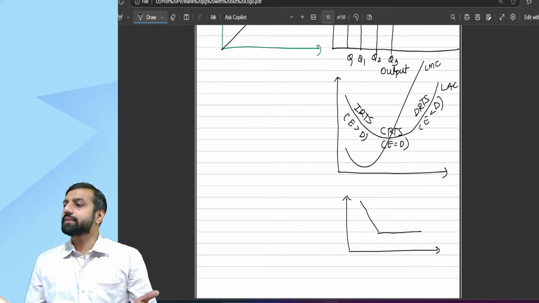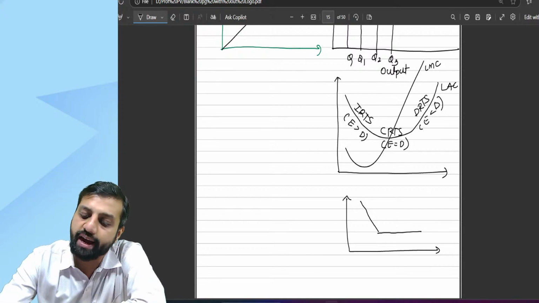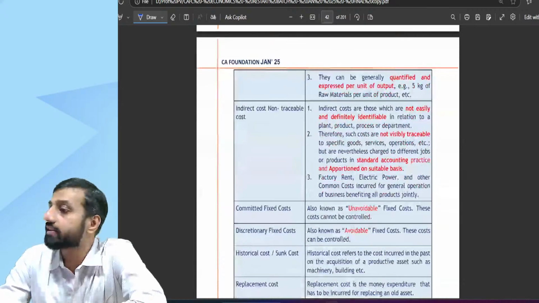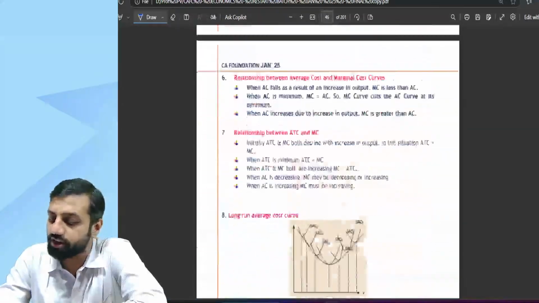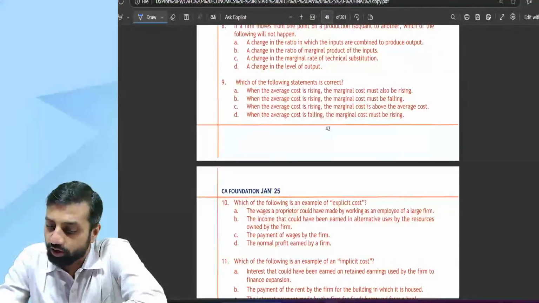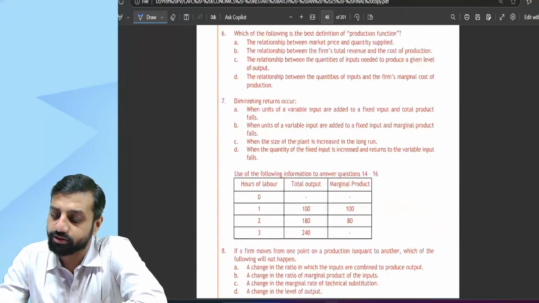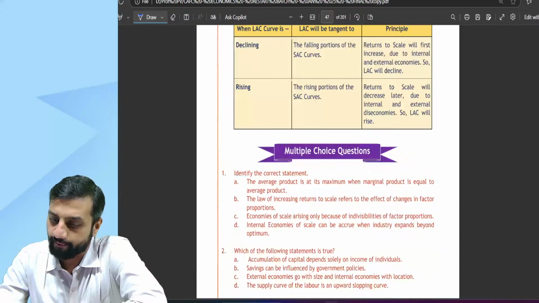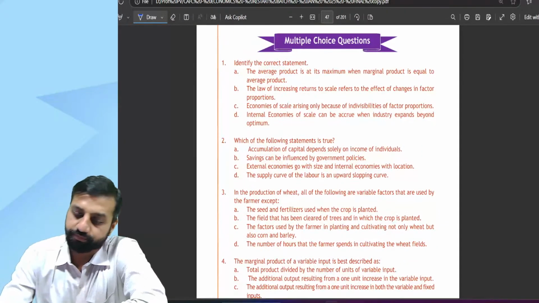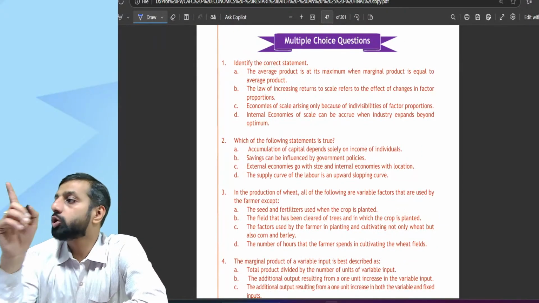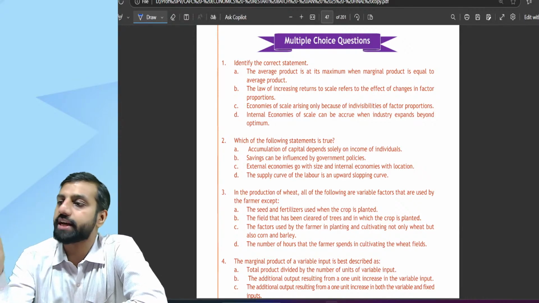So I think that's about it. Theory of production and cost. Entire theory of production and cost revised for you. So I want you all to start solving the MCQs, and you let me know which MCQ shall I solve for you.